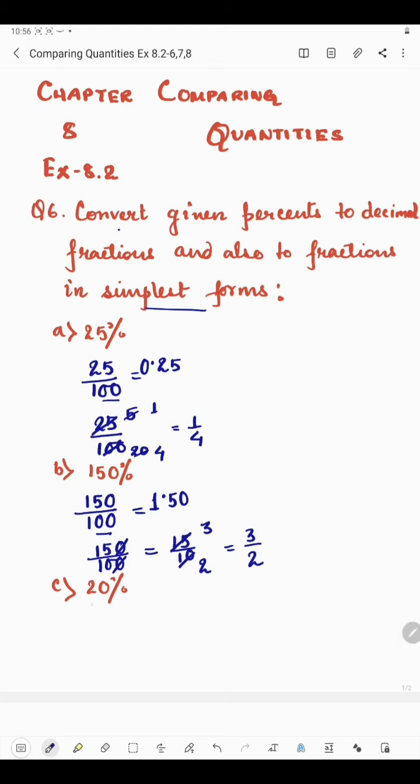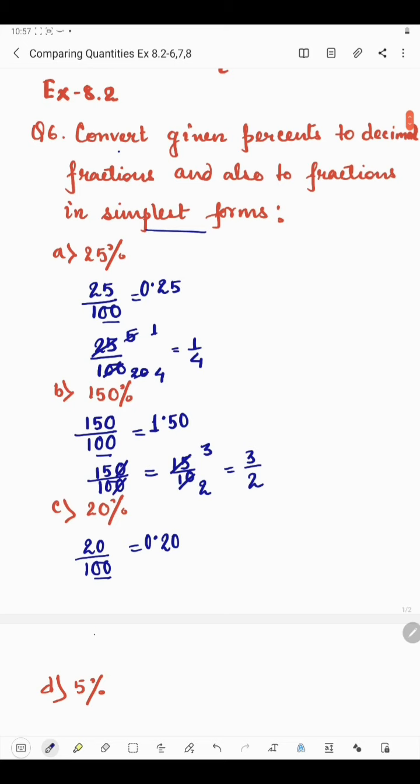Now in the C part we have 20%. So 20% can be written as 20 by 100. Now if you convert it into decimal fraction, we have to check the number of zeros present in the denominator. Since we have 2 zeros, so 1, 2, the decimal will be here. So it's 0.20. Now we will convert this fraction into simplest form. 20 by 100, at first we will cut the zeros. So we have got 2 by 10. Now 2 by 10 both come in 2's table. 2 1s are 2, 2 5s are 10. So the simplest form will be 1 by 5.